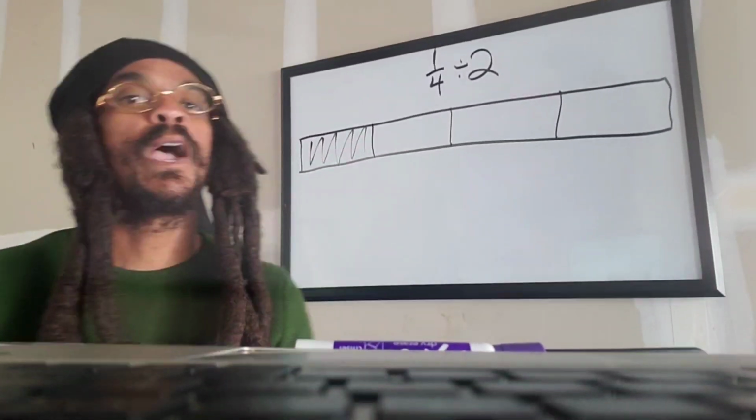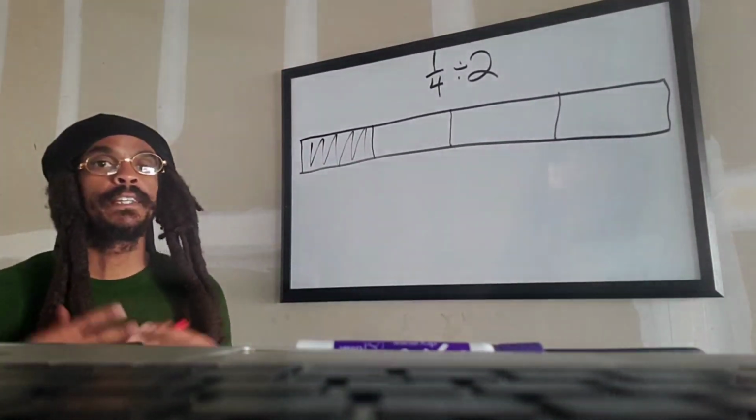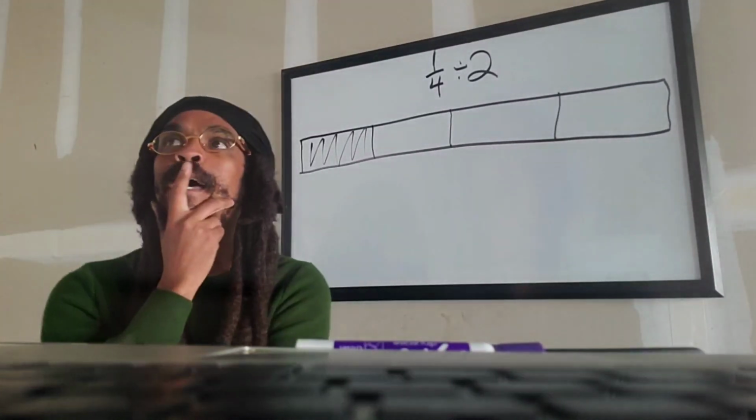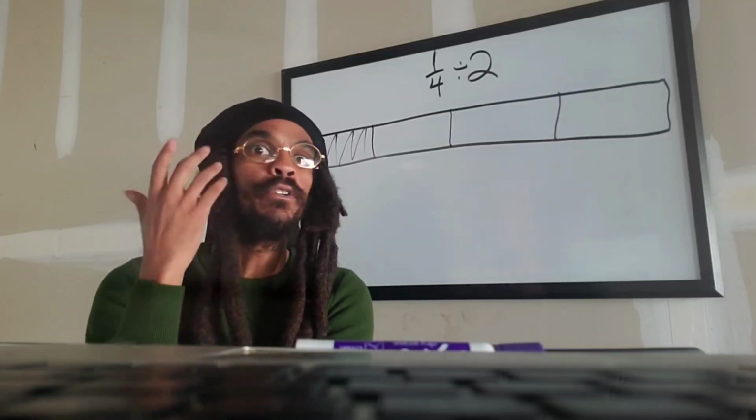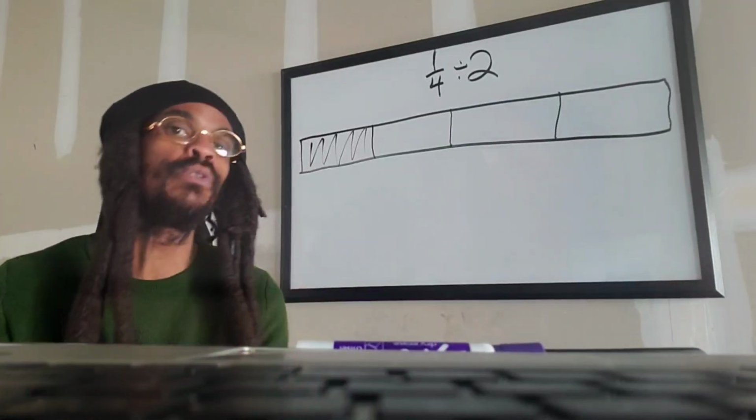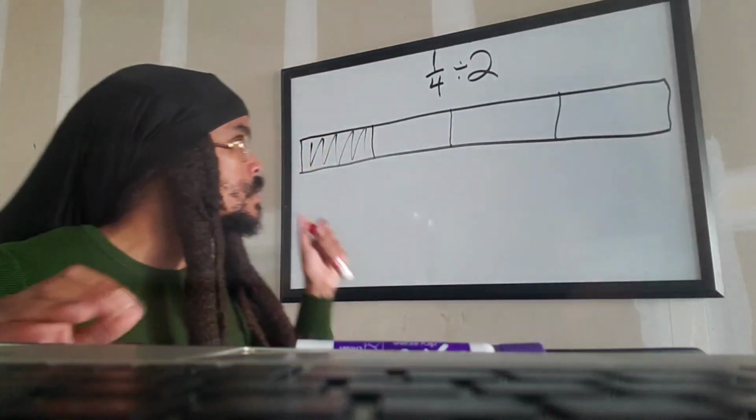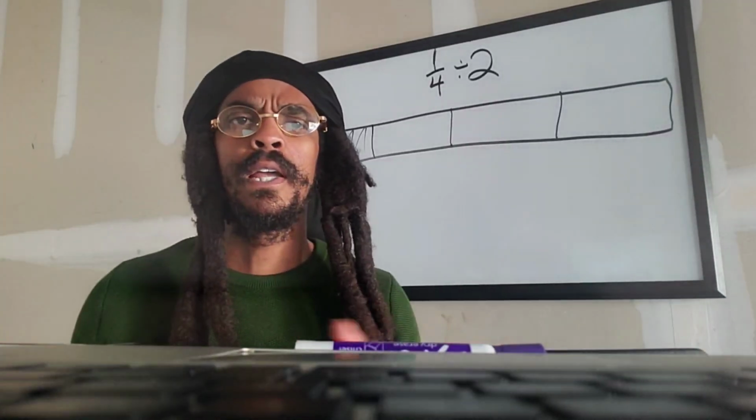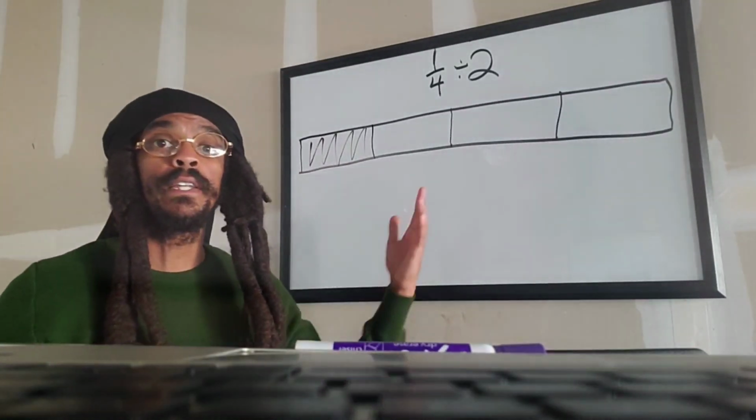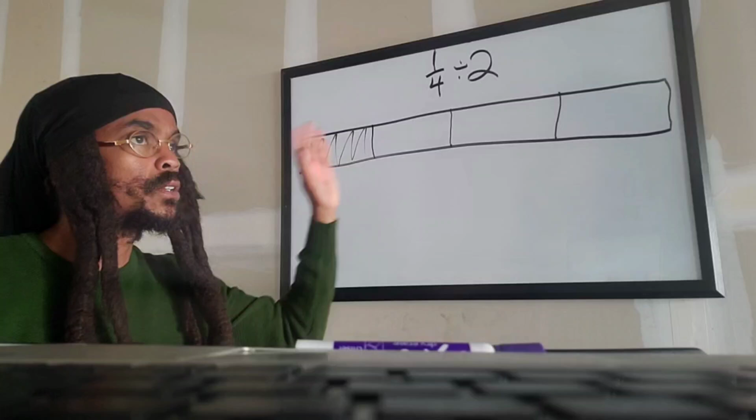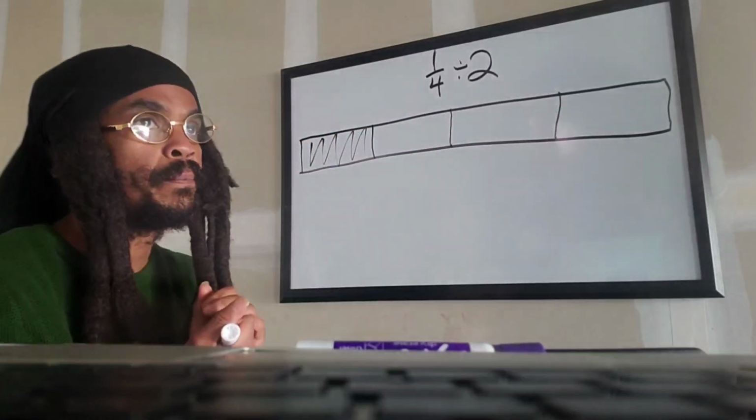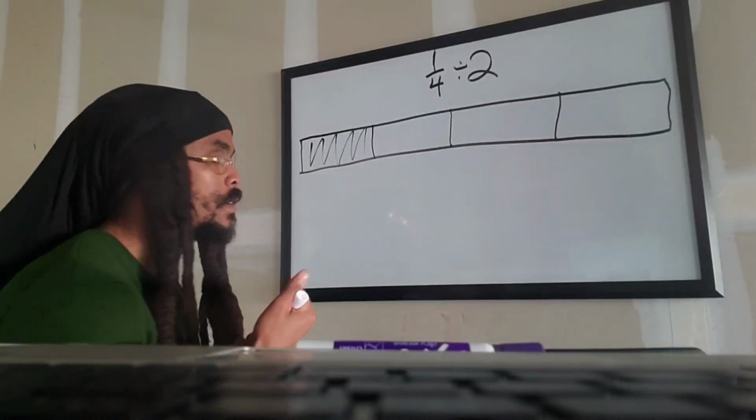And now, how are we going to go about representing dividing by 2? Let's think about it, guys. What do you need to do? What do we got to do? You probably want to go ahead and split our sections. Because if you divide by 2, let's go ahead and divide every one of our sections by 2.